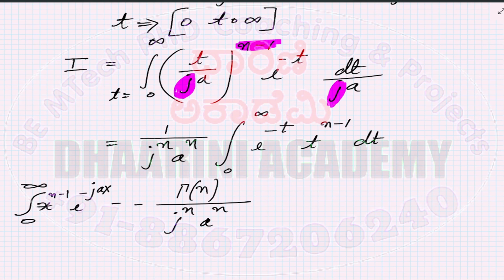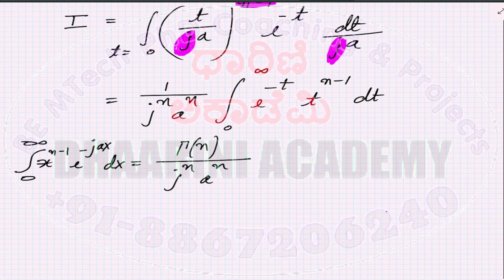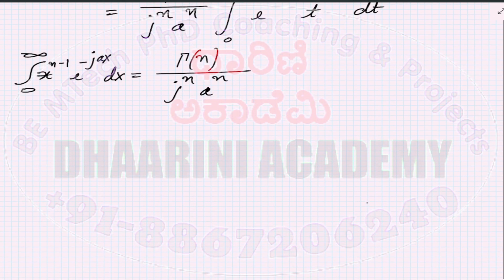Sorry, I will erase this. I need a space for writing the dx. e to the minus jax dx is equal to this. This is what we prove now. But this is not the proof of what they have asked. We use this to prove the required equation. Okay, now what I do, I'll try to make a substitution on the right hand side.